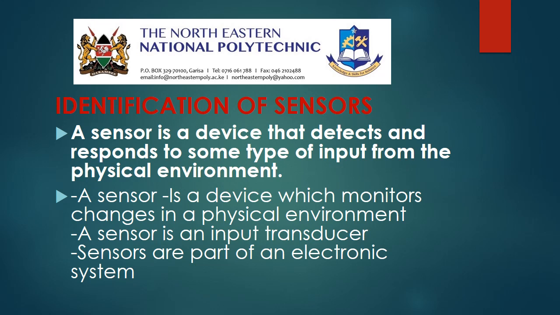So today we are going to learn about sensors, and we start by defining a sensor as a device that detects and responds to some type of input from the physical environment. In another definition, we can say a sensor is a device which monitors changes in a physical environment. We say also a sensor is an input transducer, meaning that it changes a physical element value to an electrical signal value that can be understood by the signal. So sensors are a very important part of an electronic system.